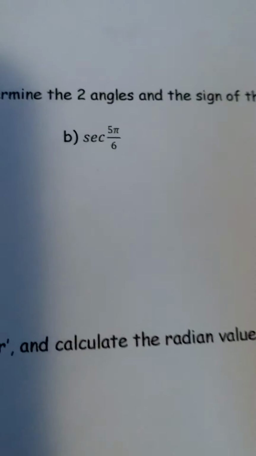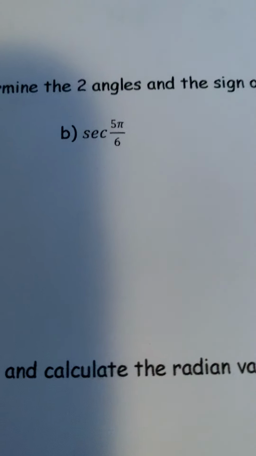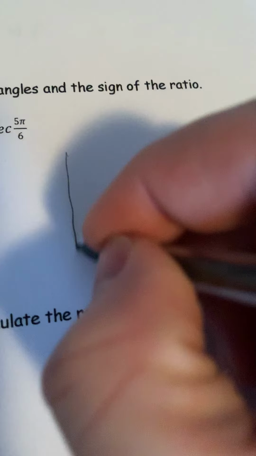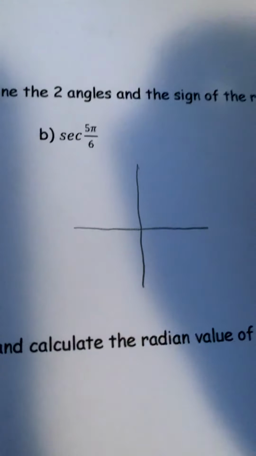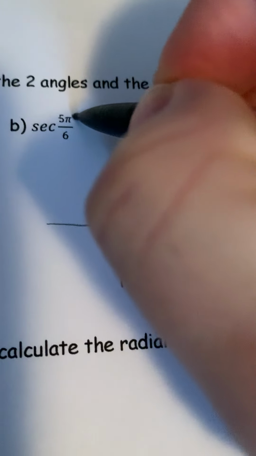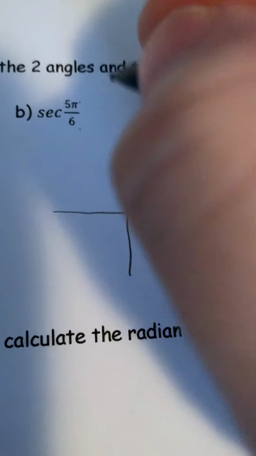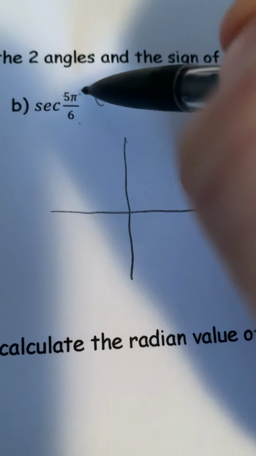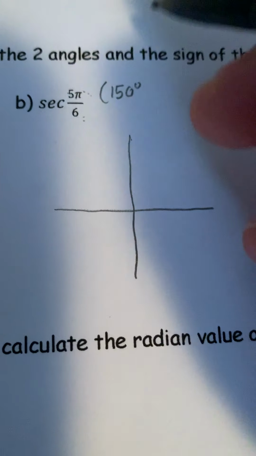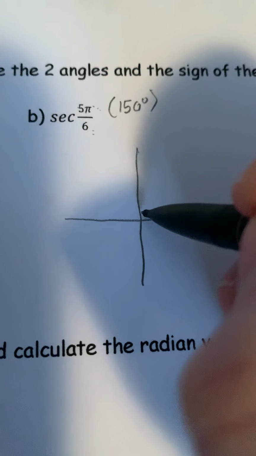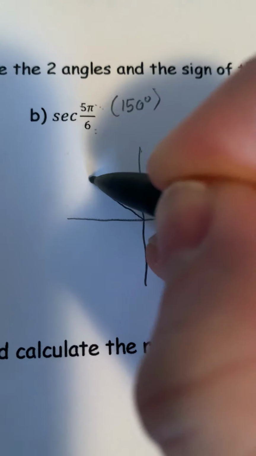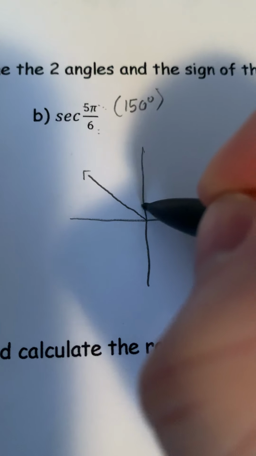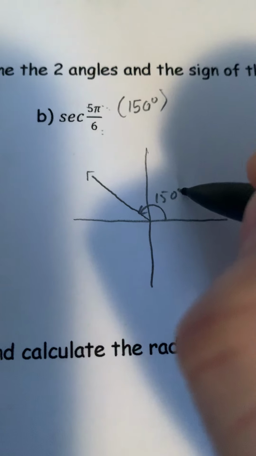Okay, next one, secant. So first we're going to find out what angle this is. So 5 times 180 divided by 6 is 150 degrees. So 150 degrees is going to fall in the second quadrant. So we have 150 degrees here.